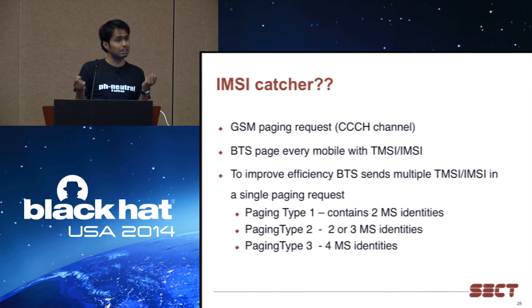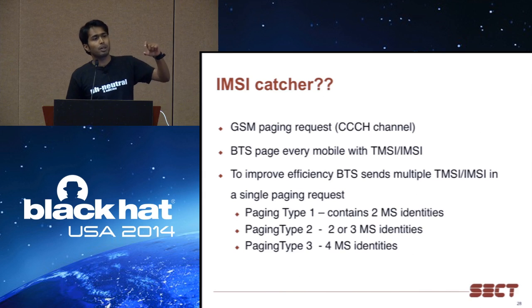So every mobile phone sees these other identifiers. And to improve efficiency, all the base stations club 3-4 identities, combining a TMSI and IMSI in a single paging request and send it to the mobile phone. So the mobile phone sees in a single message 4 identifiers or maybe more than that.